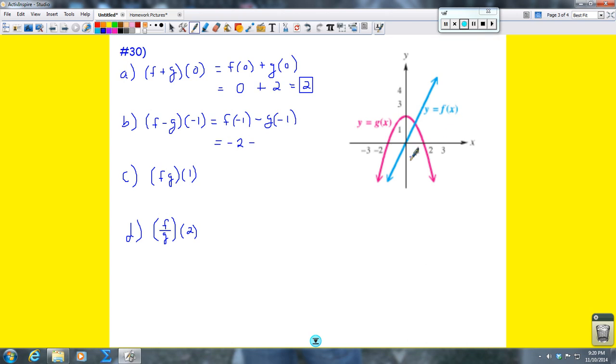minus g of negative 1. We're kind of in the same boat here. The negative 1's about right here, but you got to go up to find g. So I'm going to go to the book here, and it looks like it meets it perfectly at 1. So that would mean you're at negative 2 minus 1, which turns out to be negative 3.